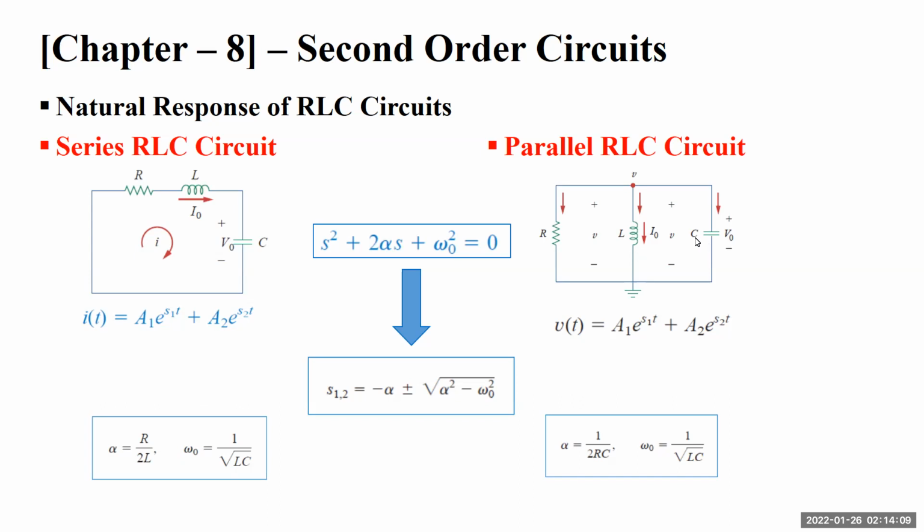Okay, and similarly, while solving these two circuits we developed a characteristic equation, and we found the roots of that characteristic equation. With the help of those roots we find the values of S1 and S2, and with these values and using the initial conditions we find the values of A1 and A2 for voltage and current. In that way we develop the complete solution for the current or the voltage waveforms for these circuits.